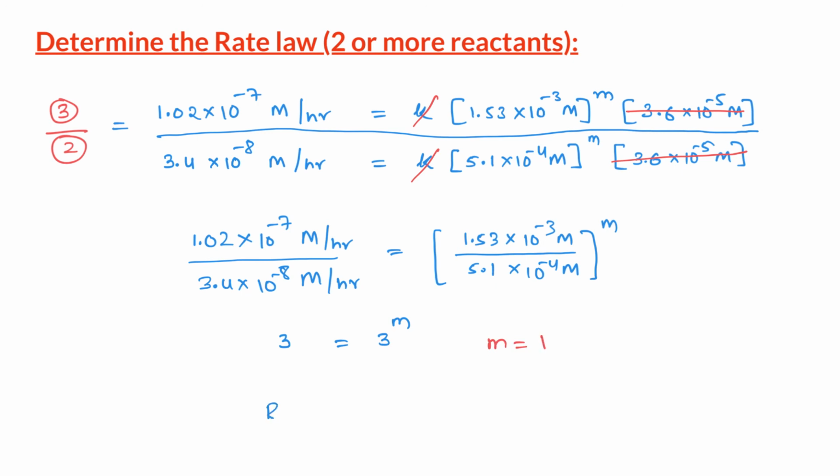We now have orders with respect to carbon monoxide and NO2. The next step is to determine the rate constant K. To do that, we need to plug in the values of m and n into equation 1 or 2 or 3. You can try to do that. Focus on the units for the K.